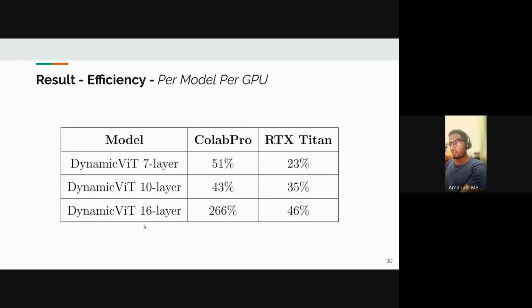There's one thing: I think on Colab Pro they only give you one thread, while this one is multi-threaded. And when you have older GPUs or cheaper GPUs, this method is actually very good for you. When you have the 16 layers, the accuracy gain is much bigger than on the expensive GPU. So this method is actually much better for older and cheaper GPUs.